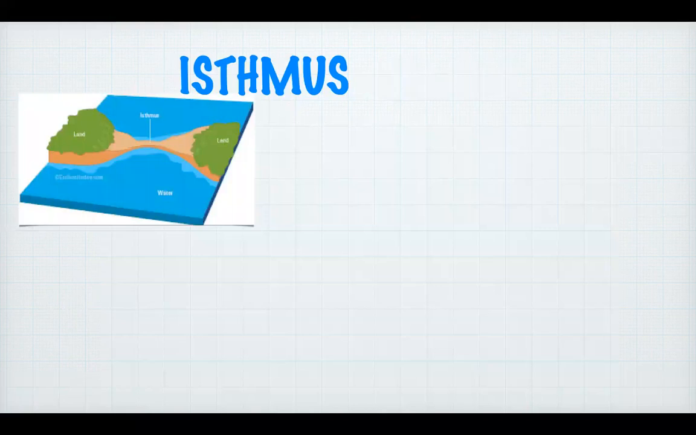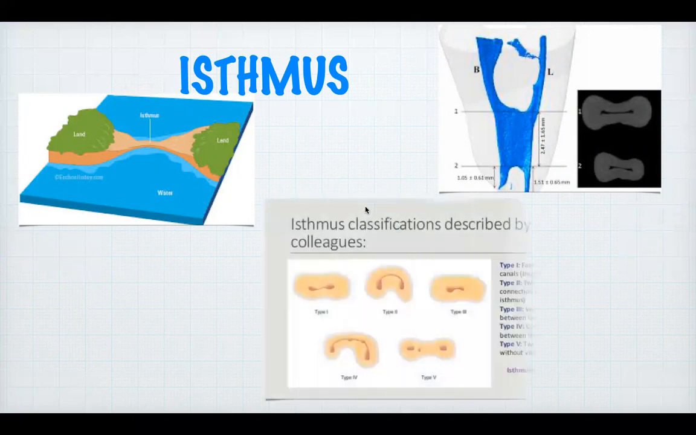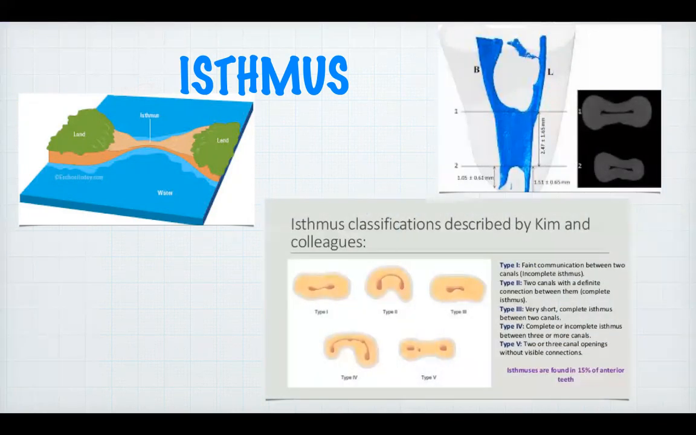Now talking about the isthmus. What is an isthmus? It is basically a small connection between two larger portions of land. So in dentistry, it is a small ribbon-like connection or communication between two root canals that contains pulp or pulp-derived structures. So while doing the cleaning and shaping, we need to clean those structures also for having a better prognosis.